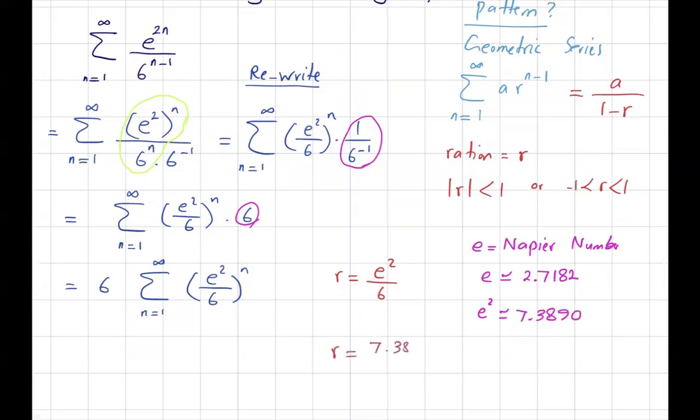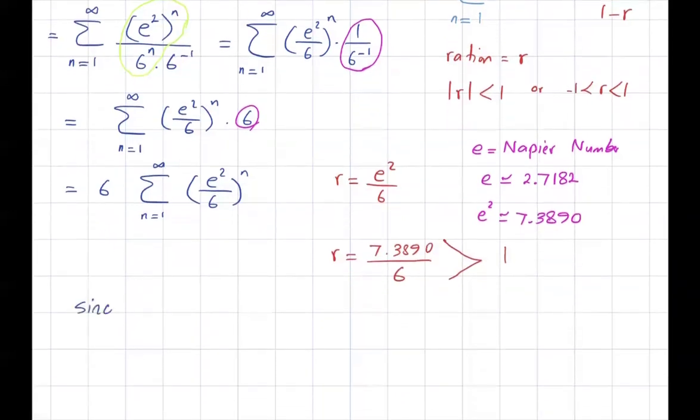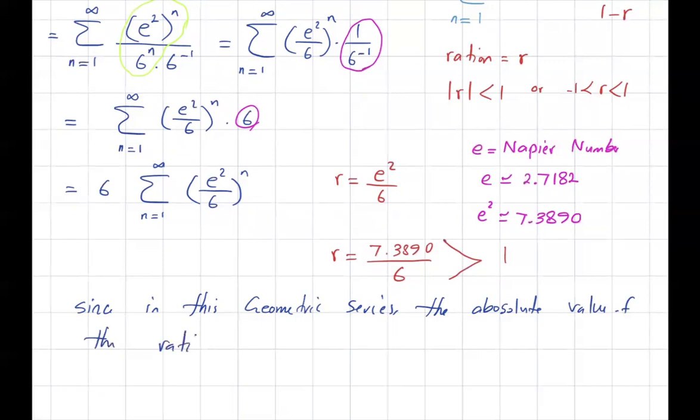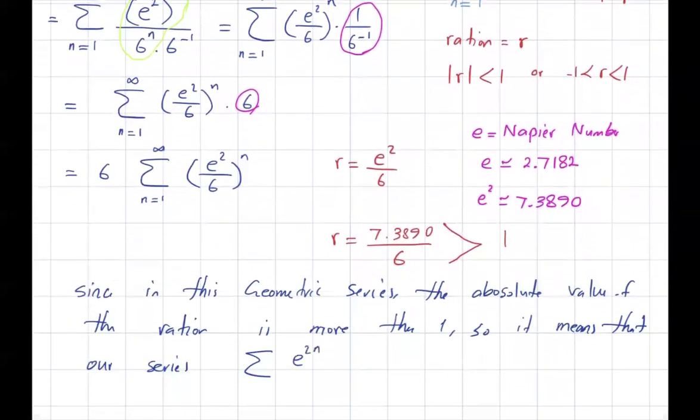So now let's take a look at the ratio. Our ratio is 7.3890 divided by 6, which is indeed more than 1. Well, since the ratio is more than 1, we say that this series is divergent. So this is your conclusion. Since in this geometric series, the absolute value of the ratio is more than 1, it means that our series, the summation of, what was the question? The summation of e to 2n divided by 6 to power n minus 1, starting from 1 goes to infinity, is divergent.